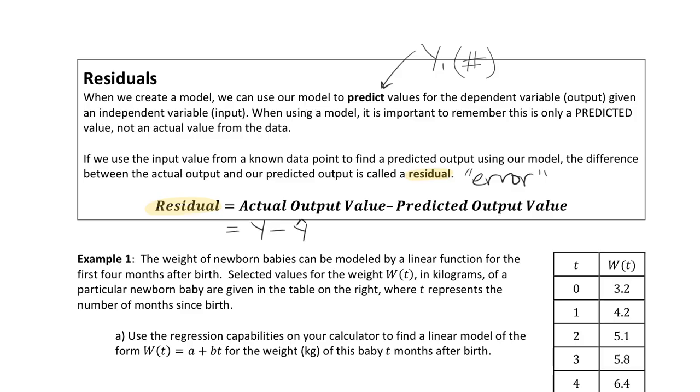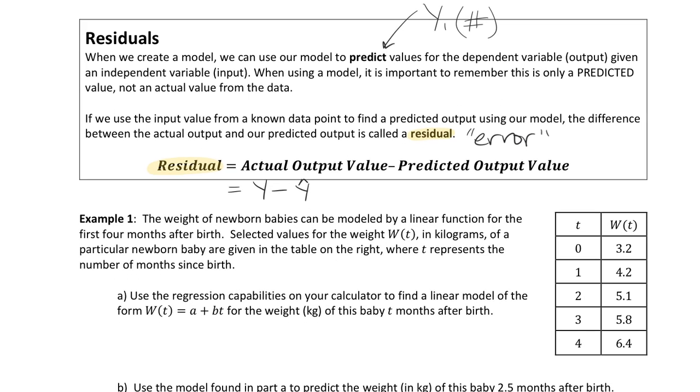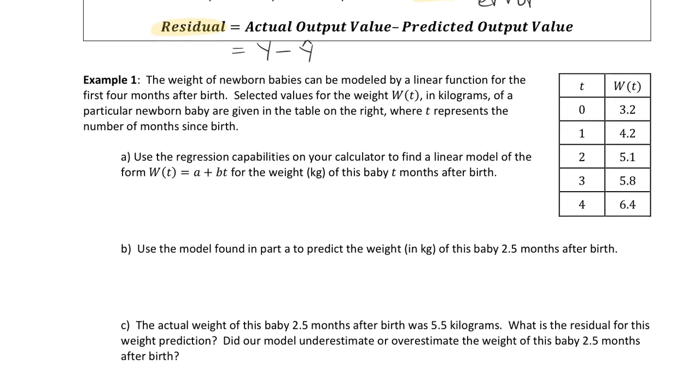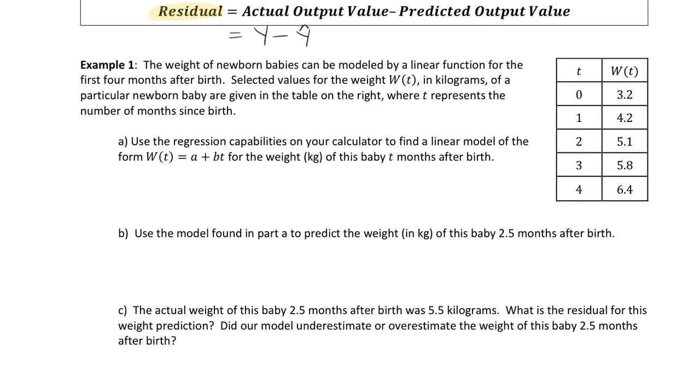Okay. Let's just jump into it so you can see how we might use a residual in the future. Example 1 says the weight of newborn babies can be modeled by a linear function for the first 4 months after birth, meaning they're gaining weight. Yes, for 4 months, linearly, babies gain weight. The selected values for the weight, W of t, in kilograms of a particular newborn baby are given in the table on the right, where t represents the number of months since birth.